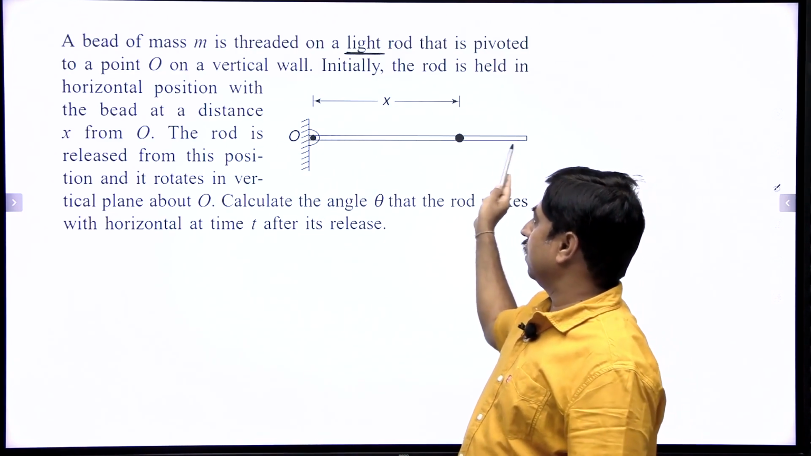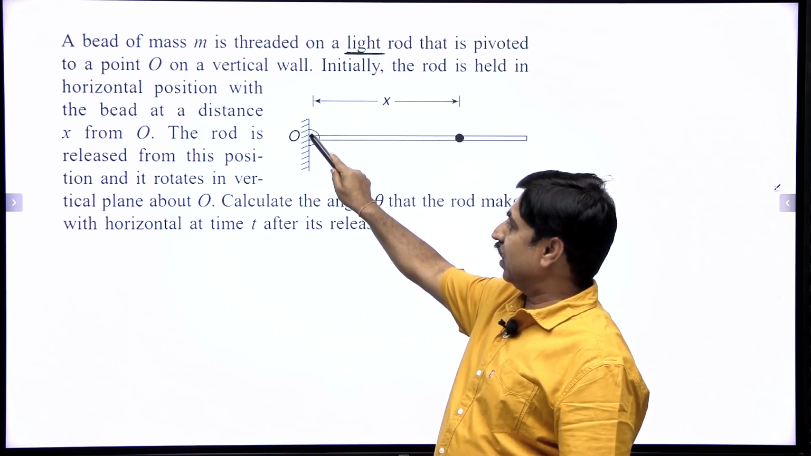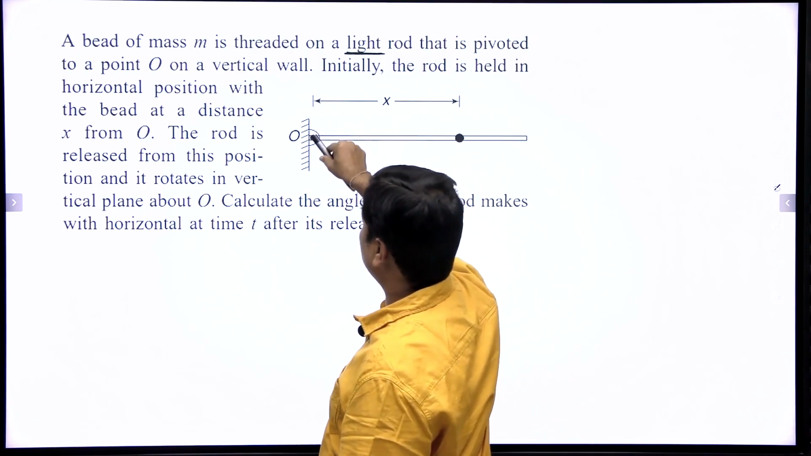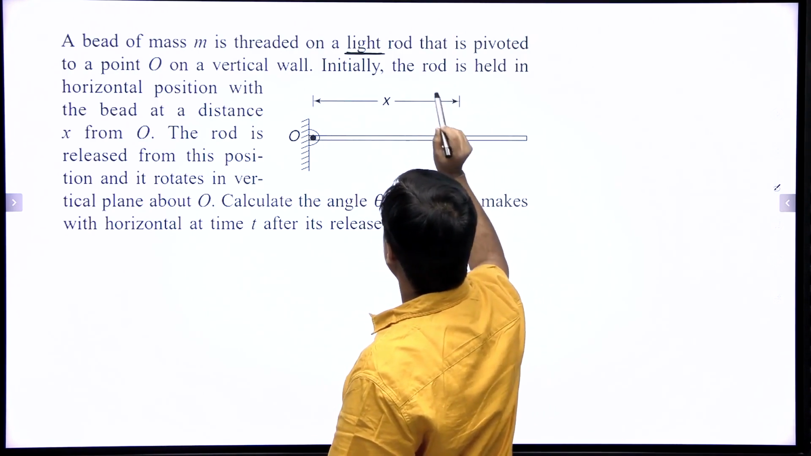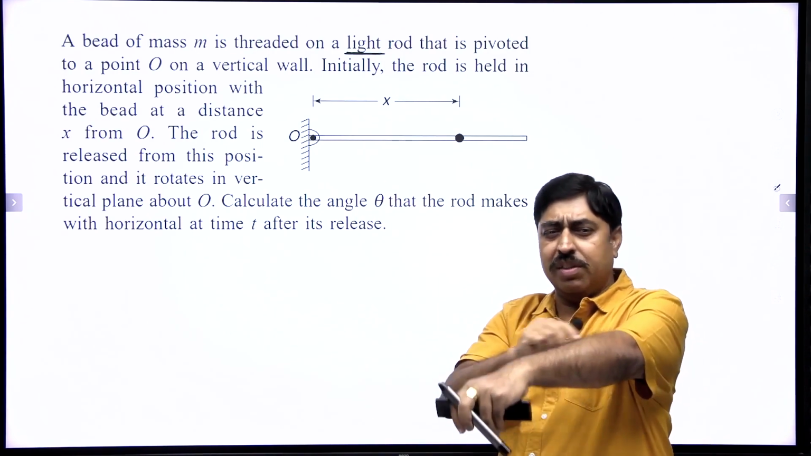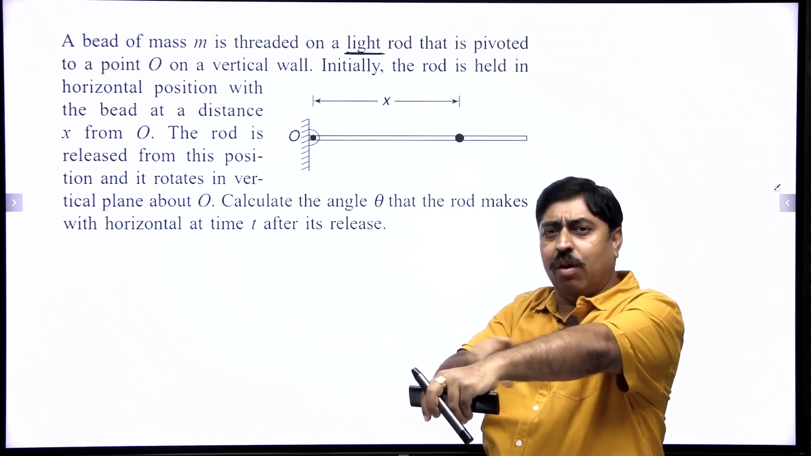This is a light rod, it has got no mass, and one of its ends is pivoted to a wall. This rod can of course swing like this about point O. Initially the rod, and there is a bead. There is a bead of mass m on the rod and it can slide on the rod freely, right?